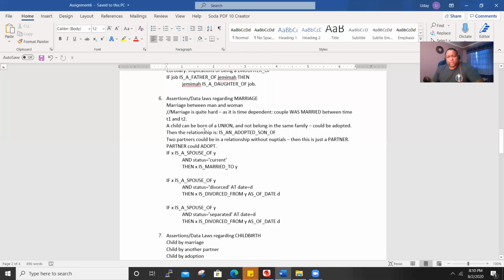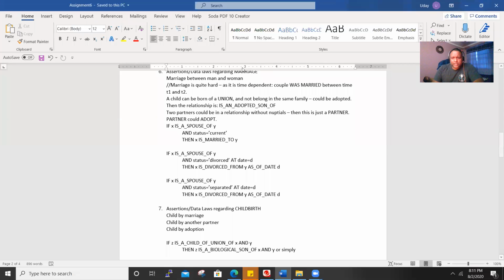Now we're going to discuss something called marriage, the assertions. When we talk about assertions, these are laws that we know humanly for marriage. But when we write it down on paper, or when the couple goes to the marriage office, they actually write that X is a husband of Y. But these are actually data laws. So ultimately, you're writing it down, so it has to be data laws. So these assertions ultimately become data laws in the graphical data structure.